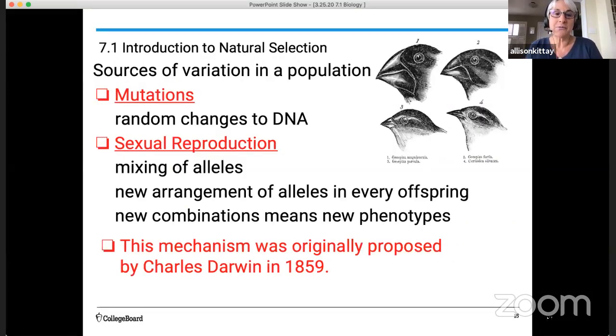So looking at the sources of variation in a population, the first source is mutations, which are random changes to DNA. The second source of variation in a population is due to sexual reproduction. When organisms reproduce sexually, there is a new arrangement of alleles in every offspring, and these new combinations of alleles mean new phenotypes. And the selective process works on the phenotypes, the traits that are visible. So again, this mechanism of natural selection was originally proposed by Charles Darwin in 1859.